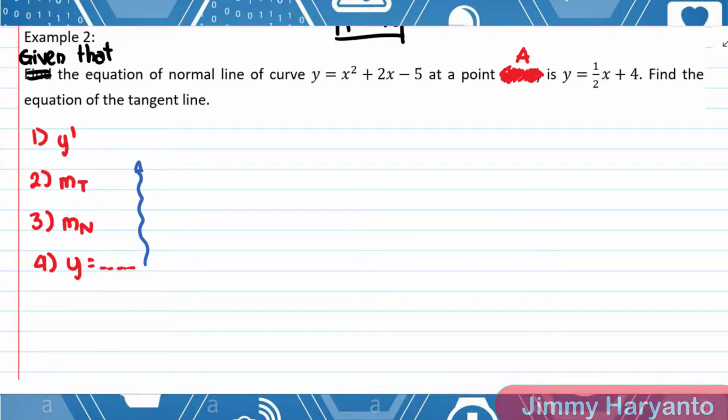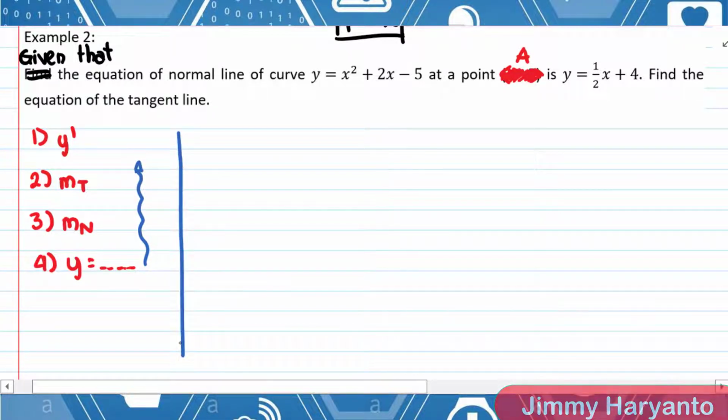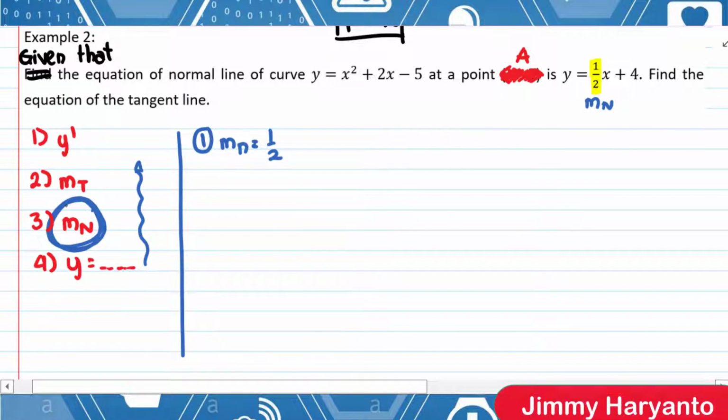Okay, so let's do this. So first I want you to take a look at the gradient of the normal line. It will be half, right? So the gradient of a line is the coefficient of x after you make the subject into y equal to. So this one is the gradient of normal. So I will write m normal equals to half. So we already have this gradient of normal, yeah. We already in the third step, and then move backward to the second step.